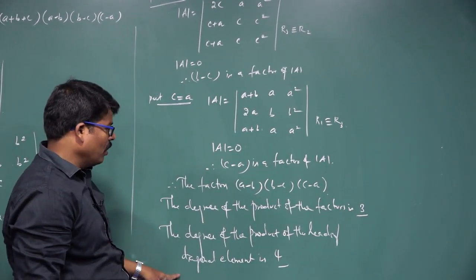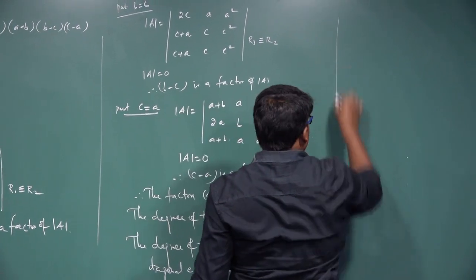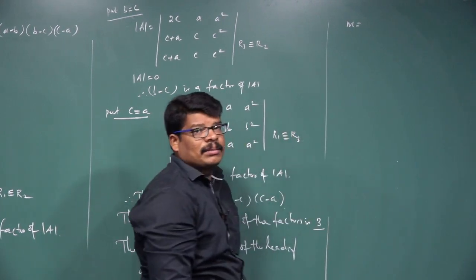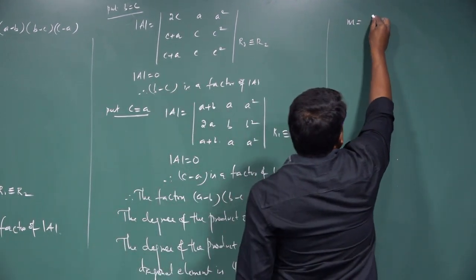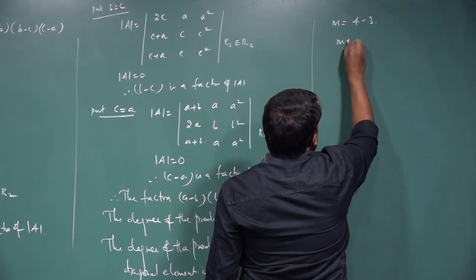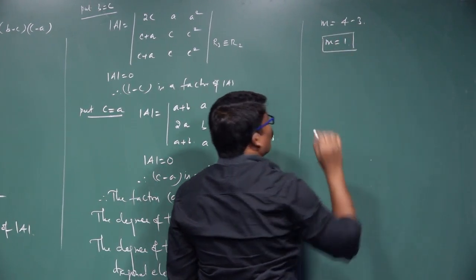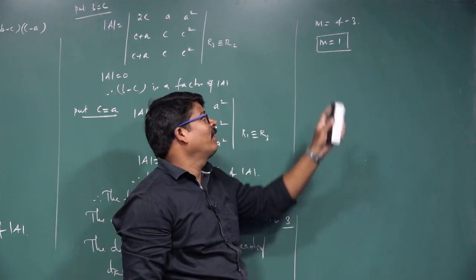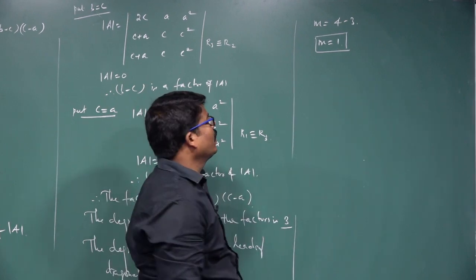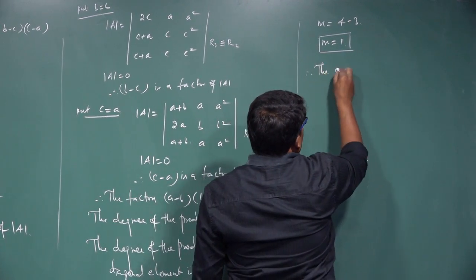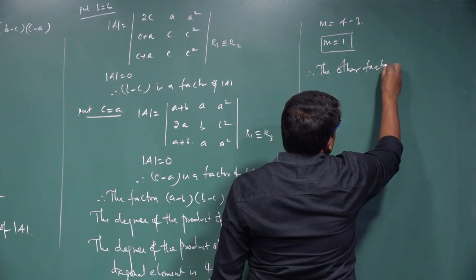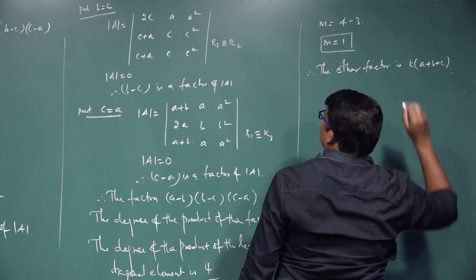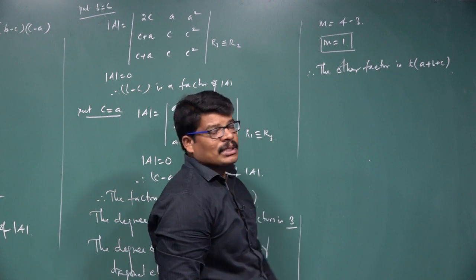Degree is 4. Now find the difference between the degree of the product of the leading diagonal elements and the degree of the product of the factors: 4 minus 3, m value equal to 1. Here m equal to 1, then find the other factor. The other factor is of the form k into a plus b plus c.